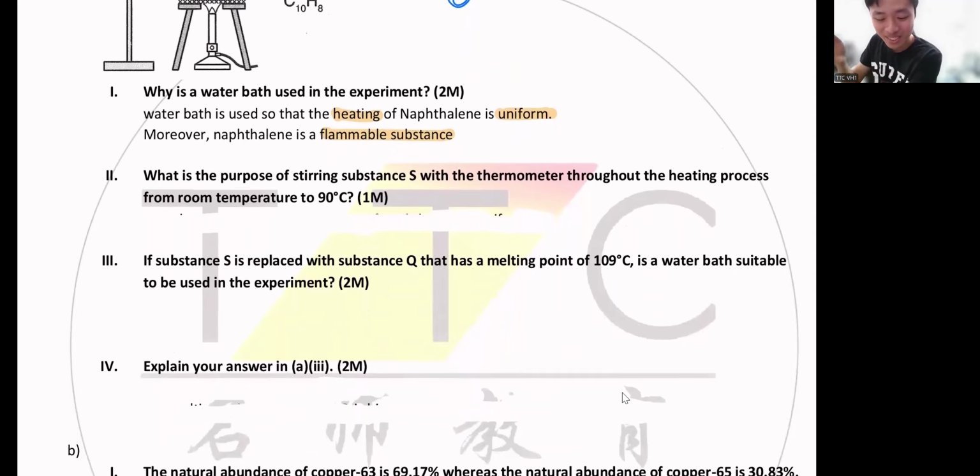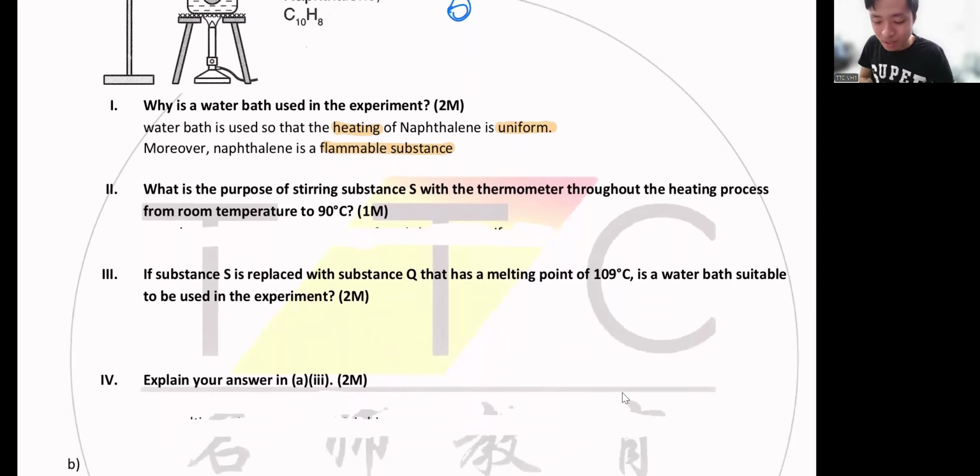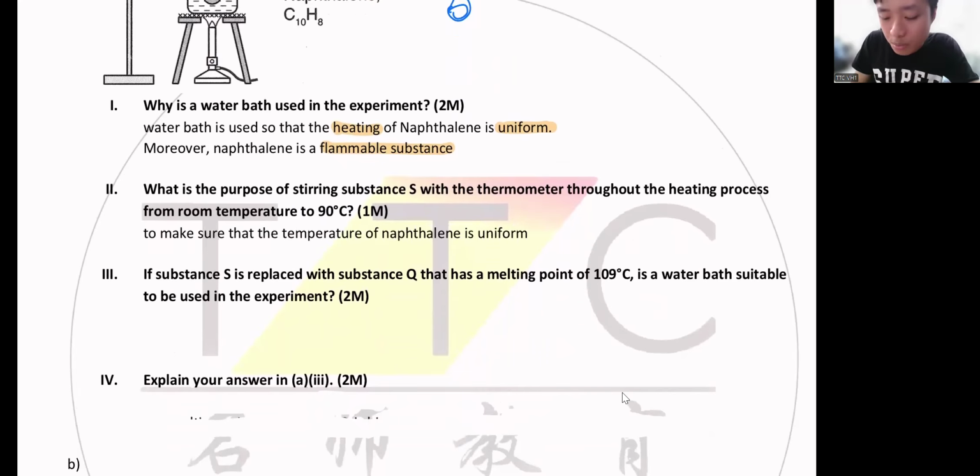Okay, so what is the purpose of stirring? Stirring is around the same theory. They want to make sure the temperature is uniform.